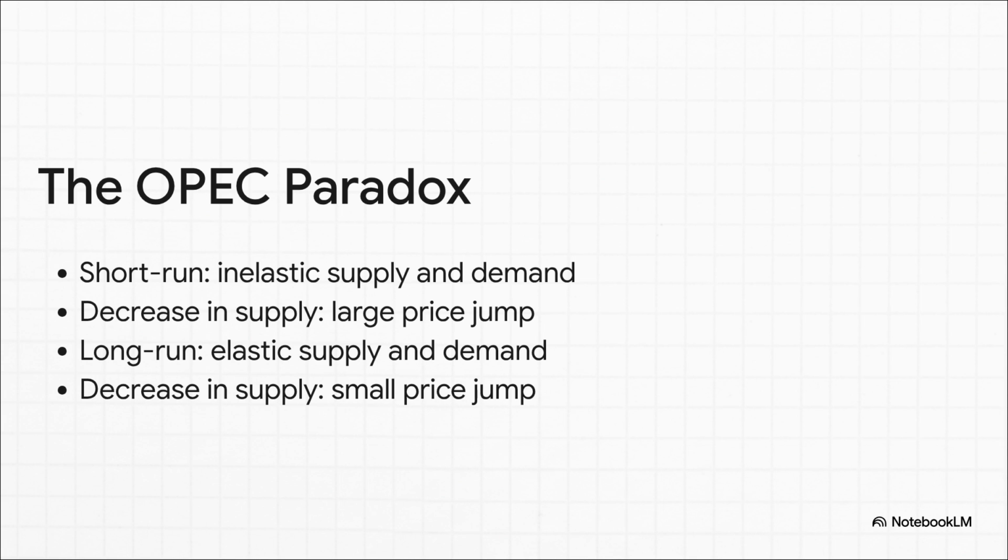So OPEC's initial supply cut caused massive price spikes and huge revenue. But in the long run, human behavior changes. Consumers eventually bought more fuel-efficient cars, and competing producers found brand new oil reserves outside of OPEC. So both supply and demand became highly elastic over time, which stabilized the prices and totally defeated OPEC's long-term strategy.